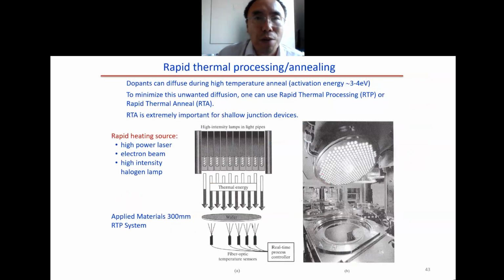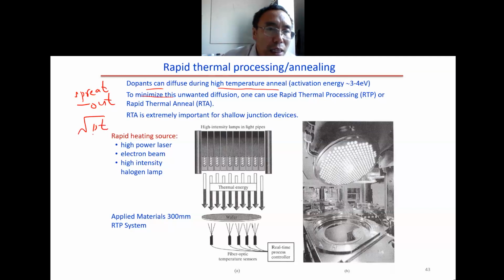And lastly, we talk about rapid thermal processing or annealing. We know that when we have a high temperature process, the dopant will diffuse. To minimize this unwanted diffusion, we can use rapid thermal processing. It's also called rapid thermal annealing. We know that the spread-out is given by the square root of Dt. So D depends on temperature. So we need a high temperature annealing to fix the defect and activate the dopant.